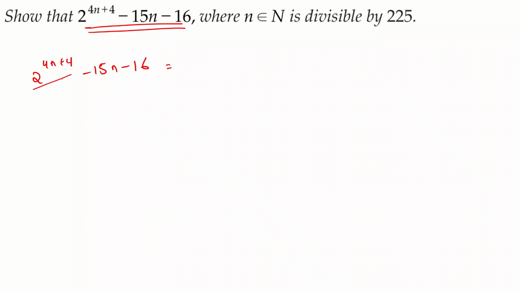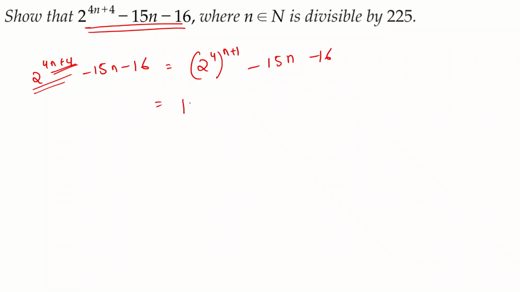So I can write this thing as 2 to the power of 4, whole to the power of n plus 1, because remember a to the power of m, whole to the power of n, is a to the power of m into n. So if you multiply these two powers, you get this thing again. So I can write this thing down like this. Okay, so minus 15n minus 16 remain as it is.